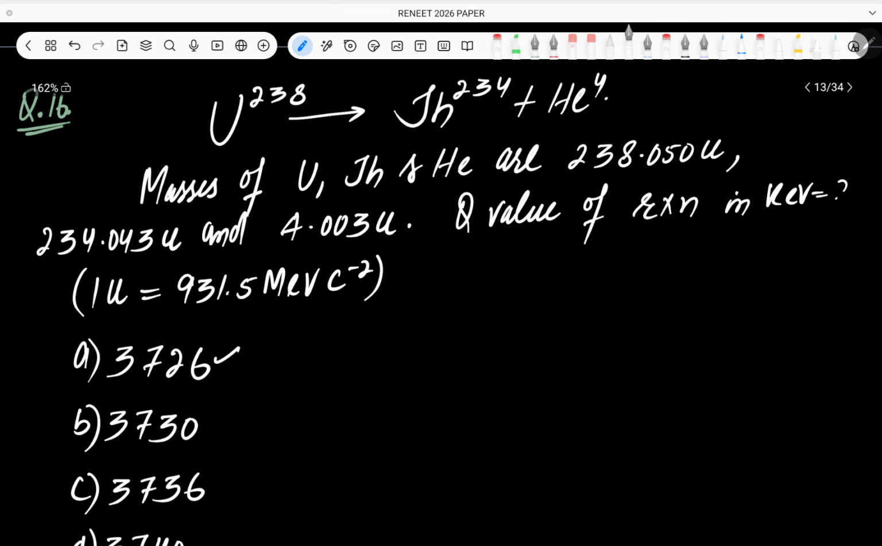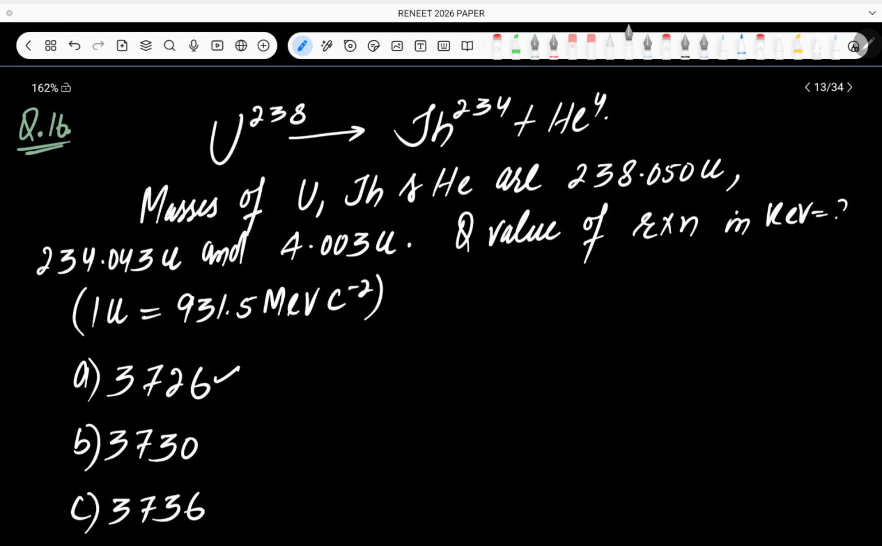So have a look. This is our question number 16. It's a nuclear reaction, a question from modern physics. Let me first write that this is a question from modern physics. The question is based on the Q value of the reaction.